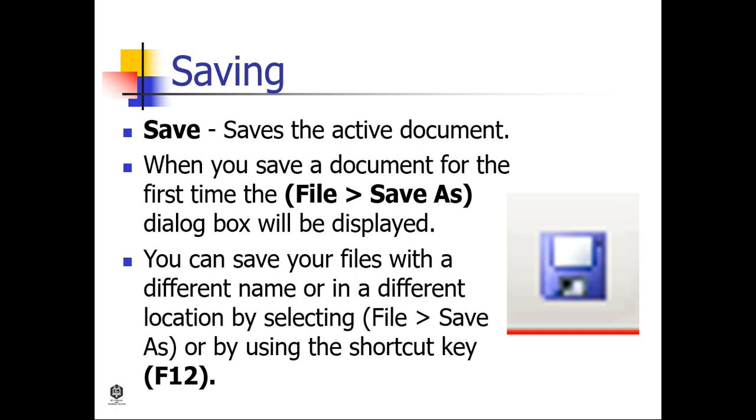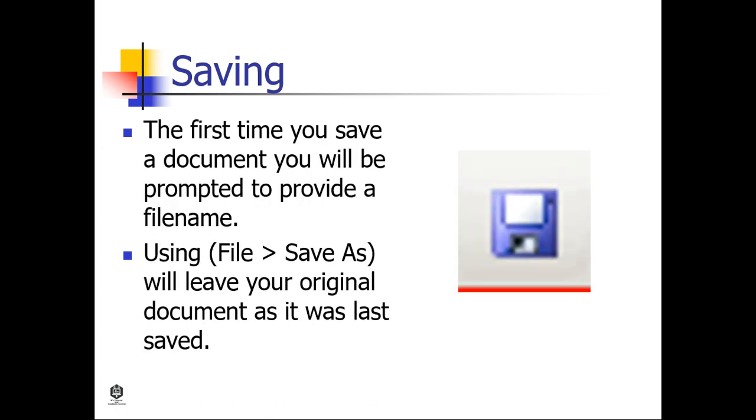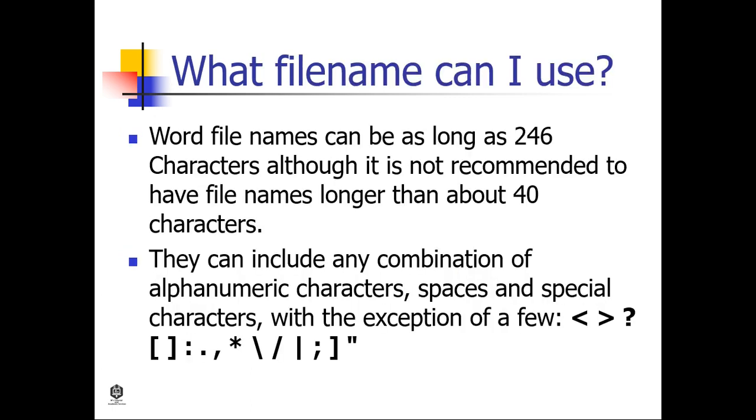When you save a document for the first time, the File, then Save As dialog box will be displayed. You can save your files with a different name or in a different location by selecting File, then Save As, or by using the shortcut key F12. The first time you save a document, you will be prompted to provide a file name. Using File, then Save As will leave your original document as it was last saved.